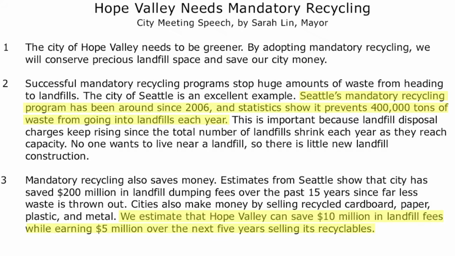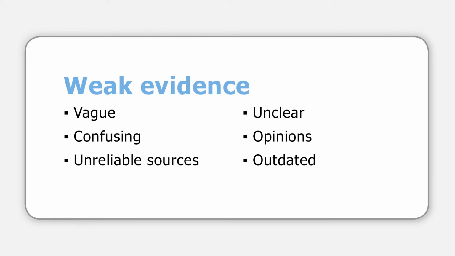"We estimate that Hope Valley can save $10 million in landfill fees while earning $5 million over the next 5 years selling its recyclables." The author uses data from the Seattle program to estimate the cost savings and earnings for Hope Valley. And remember that weak evidence may be vague or unclear, based on opinion instead of facts, from an unreliable source, outdated. Here are some specific examples of weak evidence.